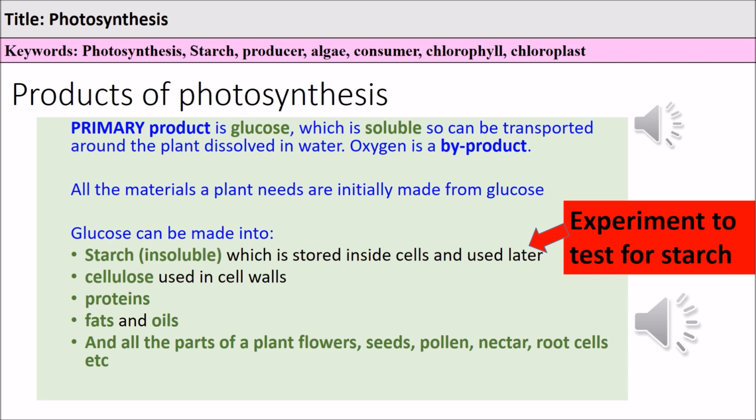The byproduct of photosynthesis is oxygen. So it is making glucose primarily, but as an offset of that, it also makes oxygen, which is obviously fantastic for us and all life on Earth because that is what we need to breathe.